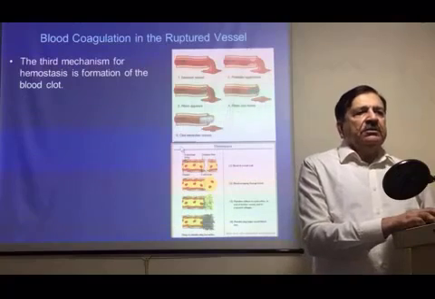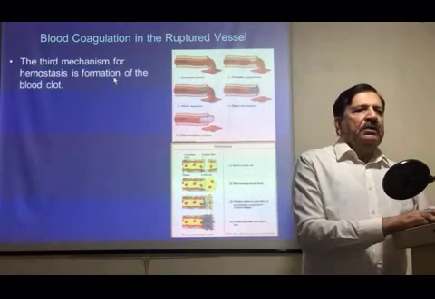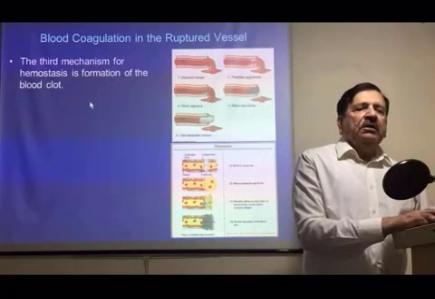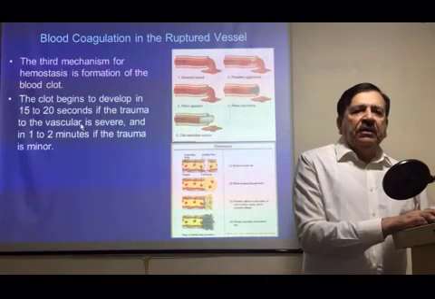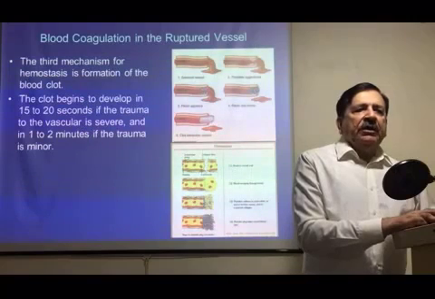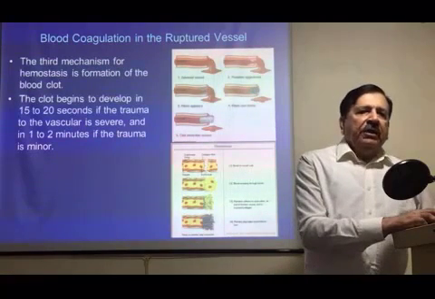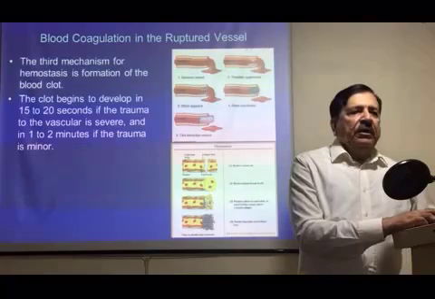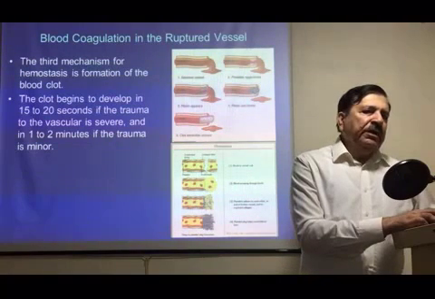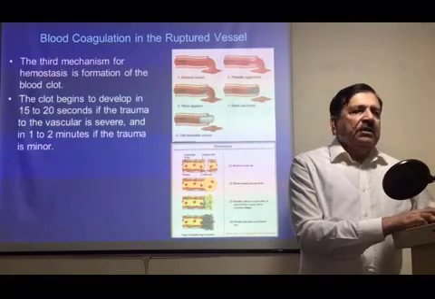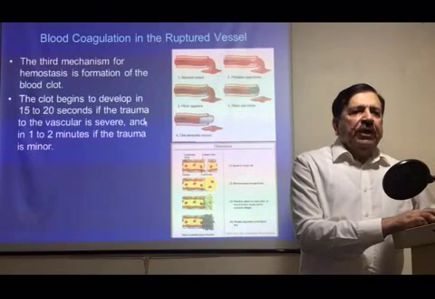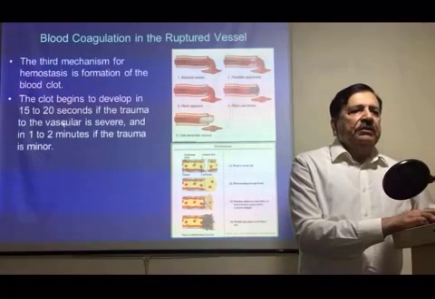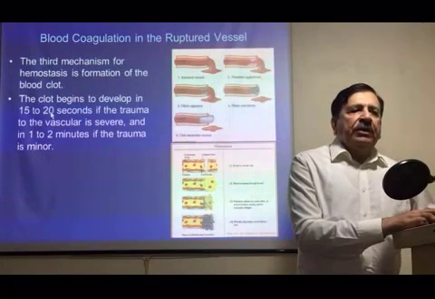Now blood coagulation, it is another step. The third mechanism for hemostasis is formation of the blood clot, and it takes 15 to 20 seconds when the injury is severe, and when the injury is minor, it takes 1 to 2 minutes. You may have seen that in a motorbike or bicycle accident, or when a wrestler falls on the ground and gets bruises on his skin, there is less bleeding because the damage of the vessel is more and the coagulation mechanism starts in 15 to 20 seconds.